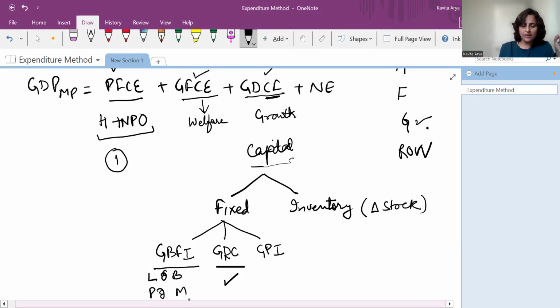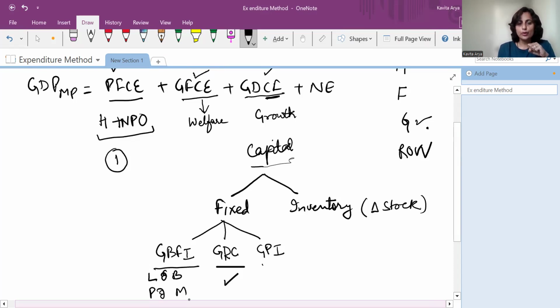So as I talked previously, there is only one component from the private final consumption expenditure which is a part of gross domestic capital formation. This is the component when households go for the construction of residential properties.